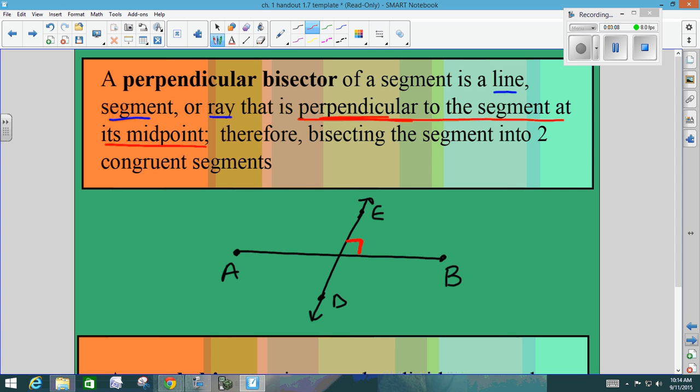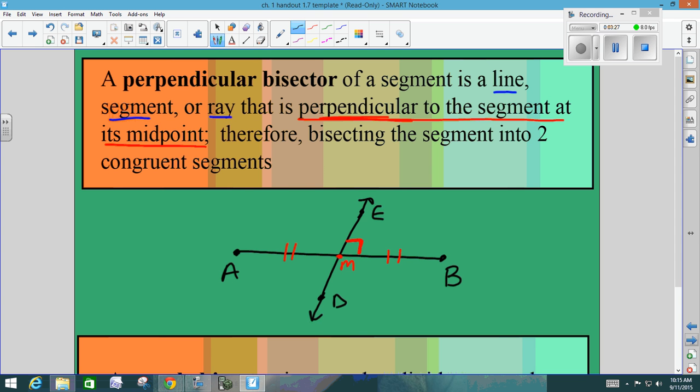It intersects the segment at its midpoint. So where they intersect, we'll call this point M. That's the midpoint of AB. What does that tell us about AM and MB? They're the same. They would be congruent. Good.